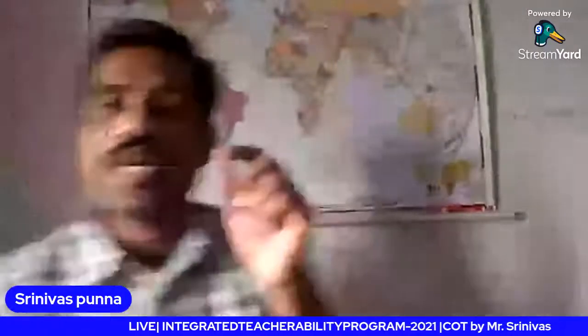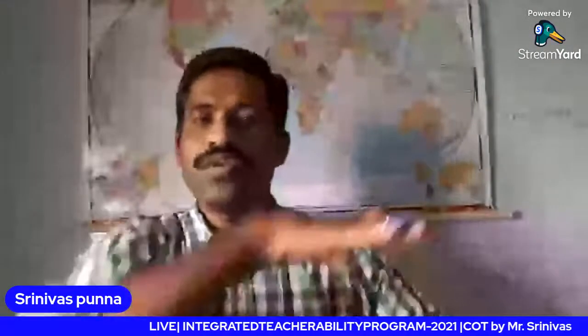There are some assumed horizontal lines on the earth, and these are known as latitudes. Latitudes are horizontal to the earth. For example, when you talk about this one, this is horizontal. So these horizontal lines are known as the latitudes.